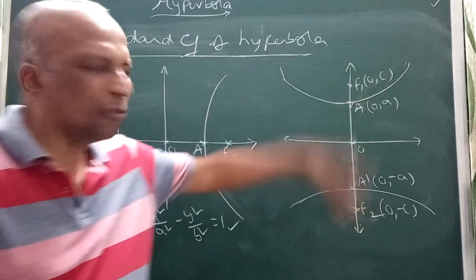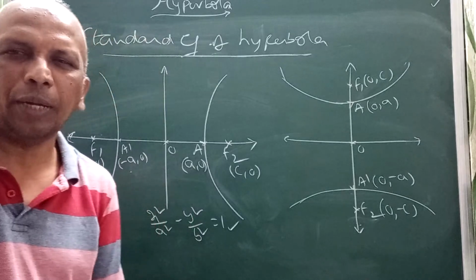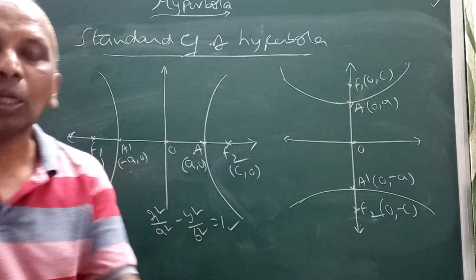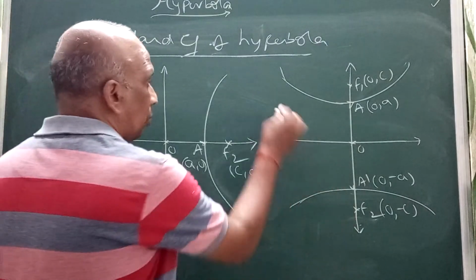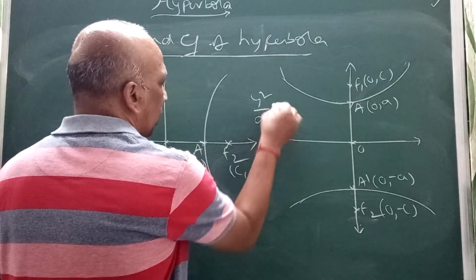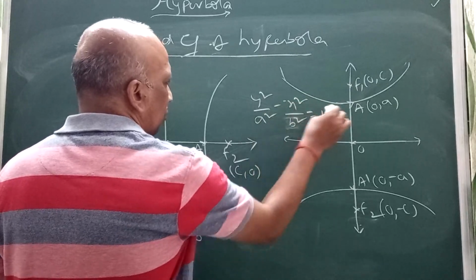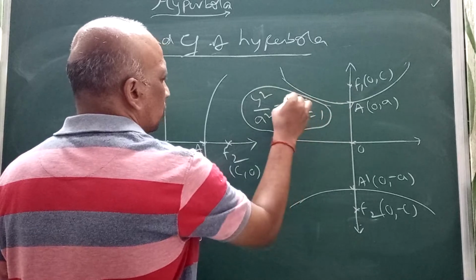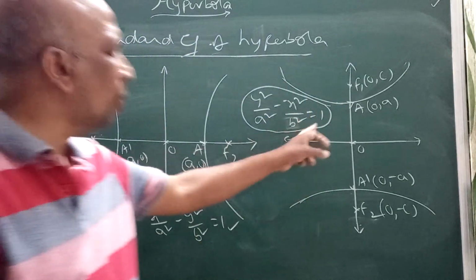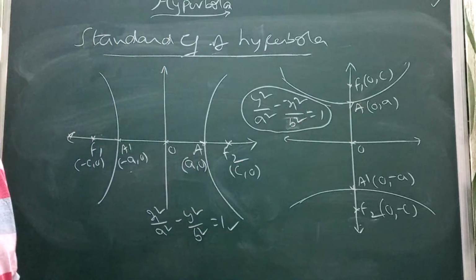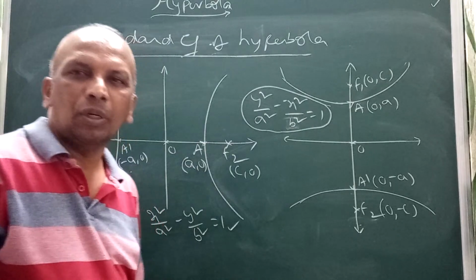You take F1 or F2, no problem, but it is 0 comma C and 0 comma minus C, the foci. What about this equation? This equation will be y square by a square minus x square by b square is equal to 1. This is the equation of this hyperbola. You can see the coefficient of y square is positive, 1 by a square positive.